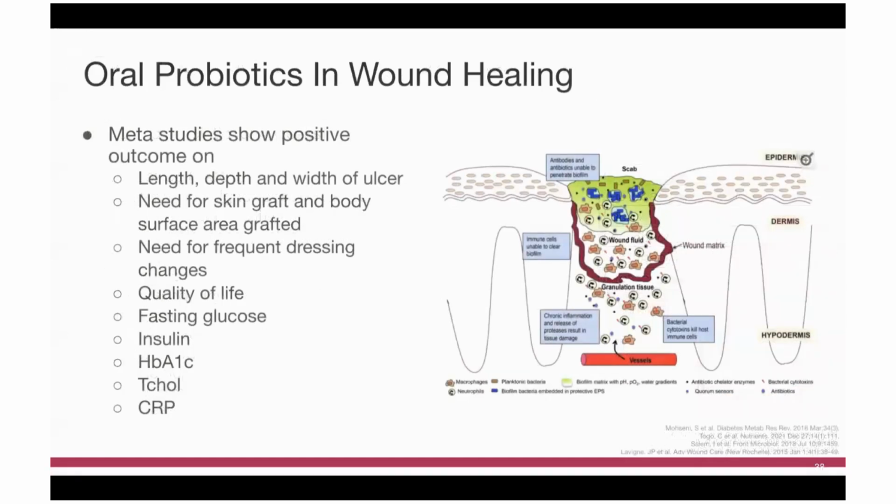There were a surprising number of studies done on oral probiotics and wound healing. And the results pretty consistently showed improvements in the length, depth, and width of the ulcer, the need for skin graft and body surface area grafted, the need for frequent dressing changes went down, quality of life went up, fasting glucose went down, insulin improvements, hemoglobin A1C improvements, total cholesterol and CRP improvements. And that's with oral probiotics.